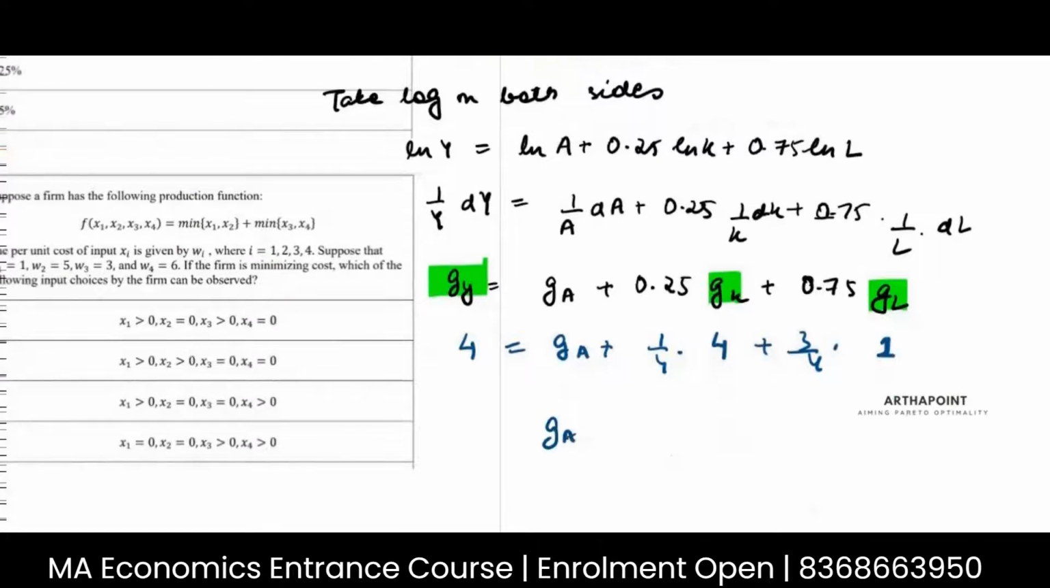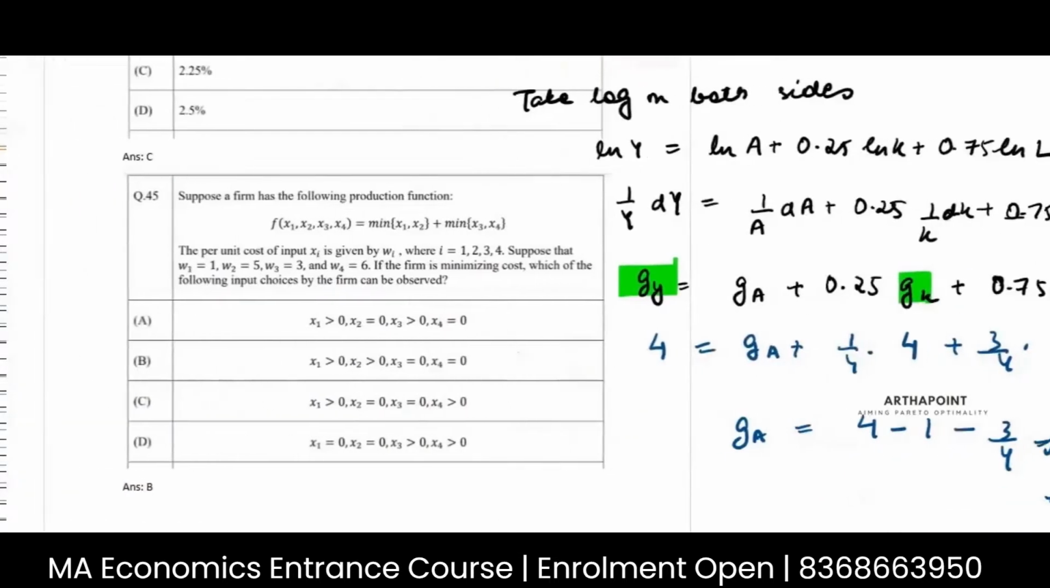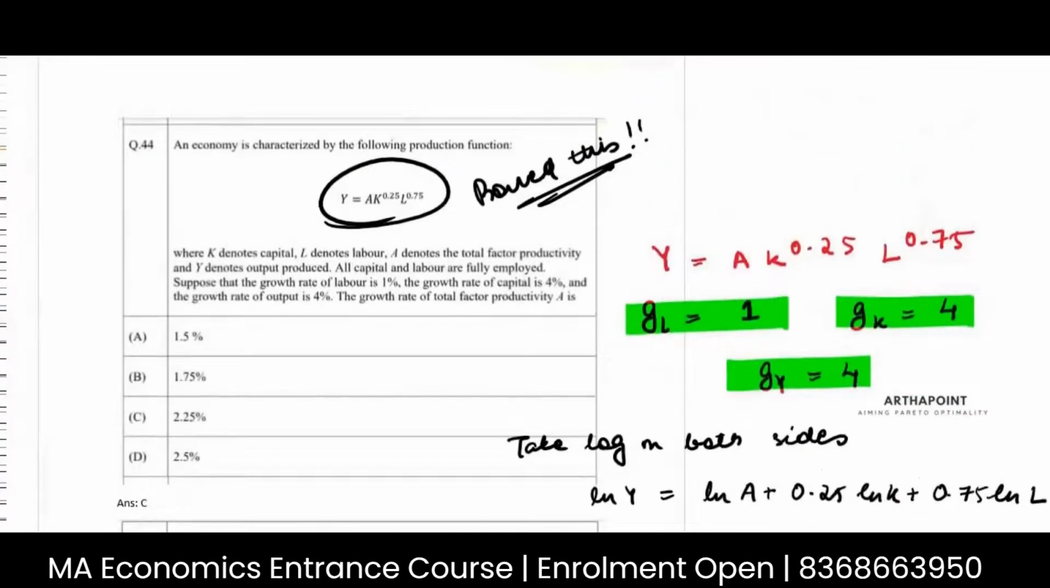So I will get my GA as 4 minus 1 minus 3 by 4. This will be 3 minus 3 by 4, so 3 minus 0.75, which will be 2.25. So the growth rate of A, which means total factor productivity, is 2.25. We have done this in the production function lecture. We also talked intensively about what total factor productivity means. So it's a very simple question based on that lecture.